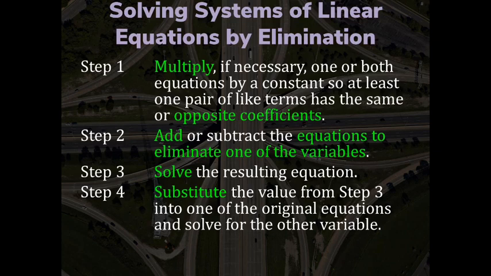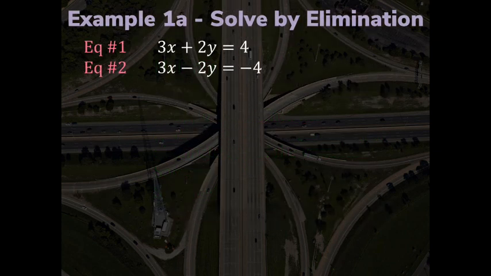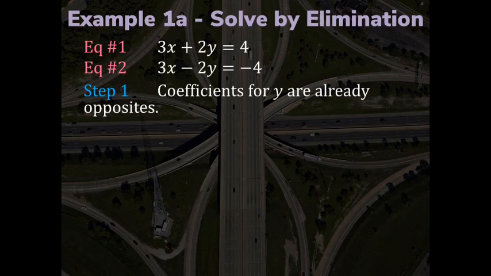So here's example 1a, and I label the equations number 1 and 2. You don't have to. So the first equation is 3x plus 2y equals 4. The second is 3x minus 2y equals negative 4. Now you will notice that there's a 2y and a negative 2y, and if you added them up, they would go away. And that's the idea of eliminate. You are going to eliminate the y. So I'm going to go through the 4 steps. For today's example, step 1 is already done. Notice that the coefficients for y, the 2 and the negative 2, are already opposites. So you don't have to multiply either equation by a constant to make it such that the y's or the x's eliminate when you add.